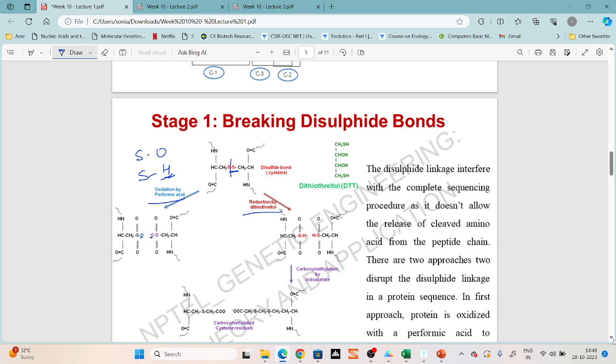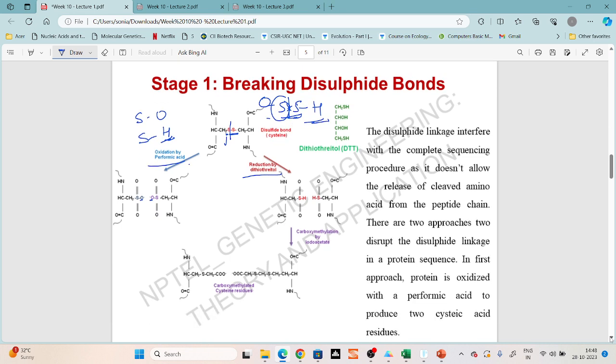So that this bond is broken, and basically what we have to do is that this SS bond, the disulfide bond, has to be broken. Therefore it has to bind with something else. Either it can bind with an oxygen or it can bind with a hydrogen. If it is binding with an oxygen, it is done with the help of performic acid. Therefore for breaking the disulfide bond, the first way is oxidation by performic acid, or you can reduce the disulfide bond with the help of dithiothreitol. But when you are reducing the disulfide bond, it is very important to make sure that this reduction is not reversed.